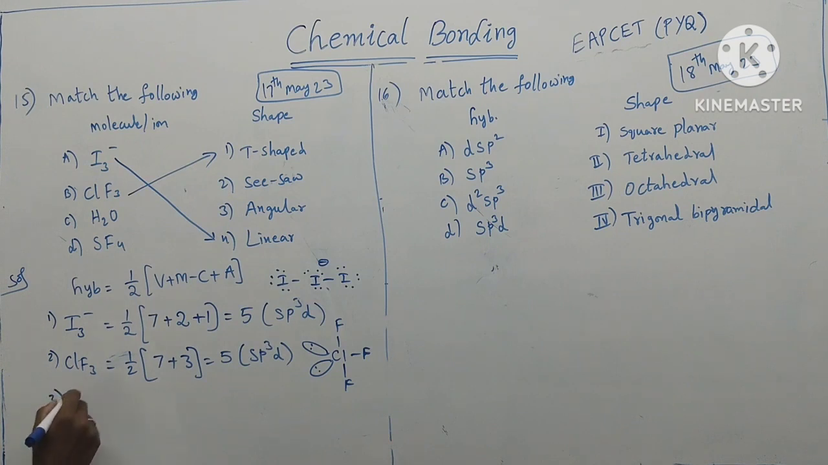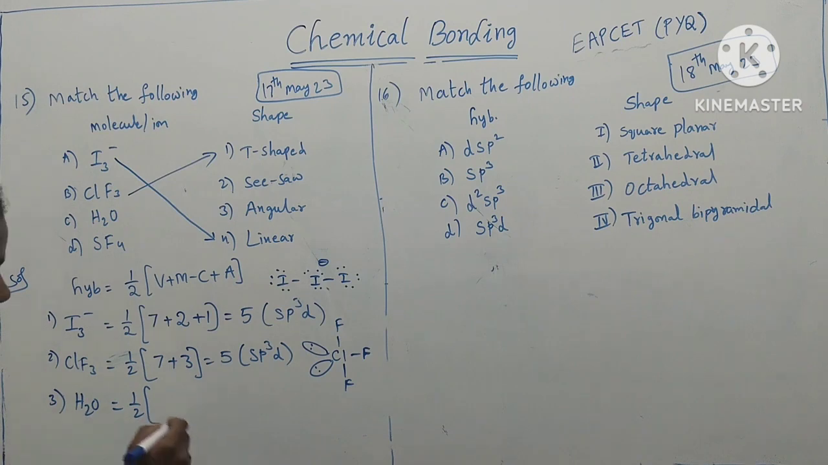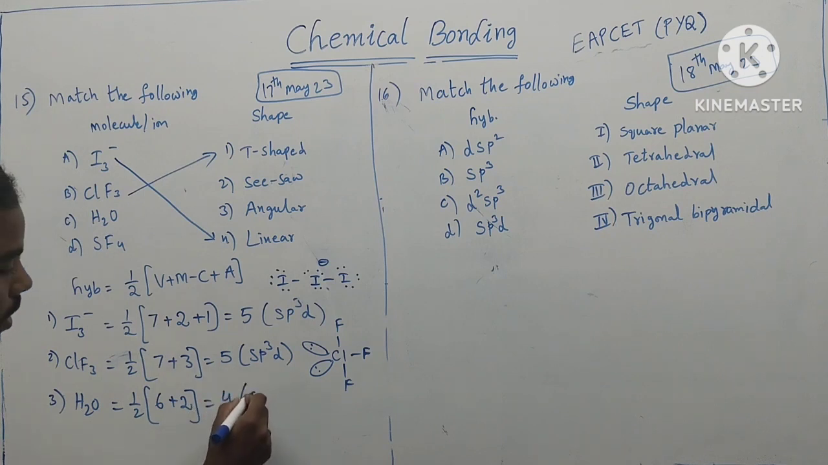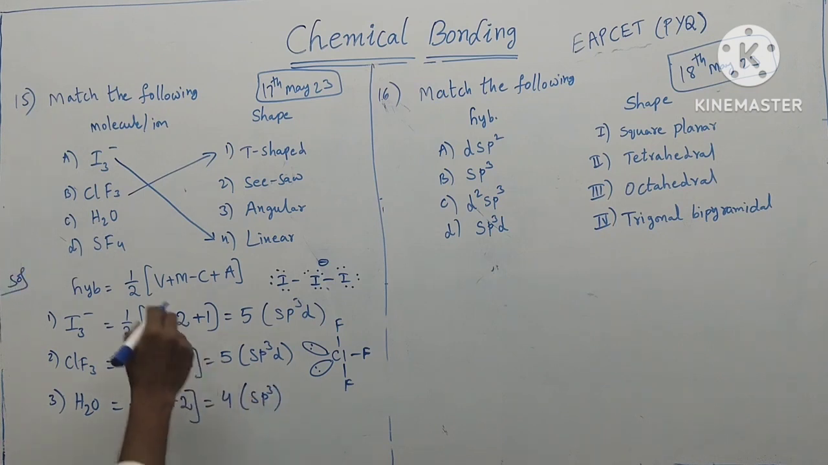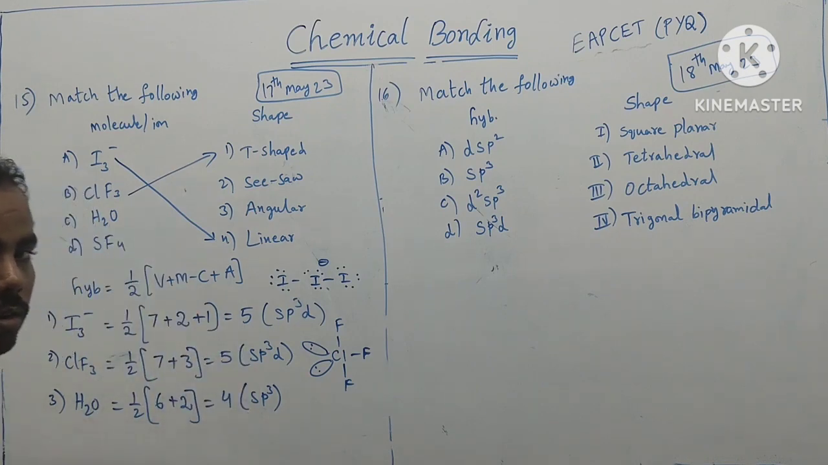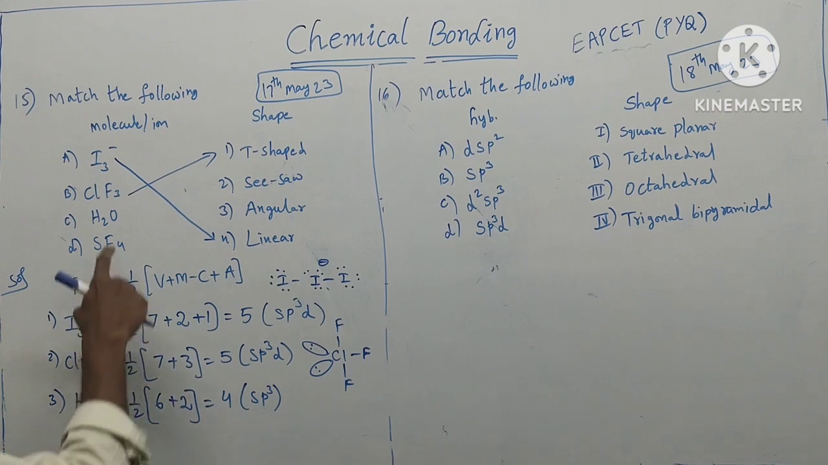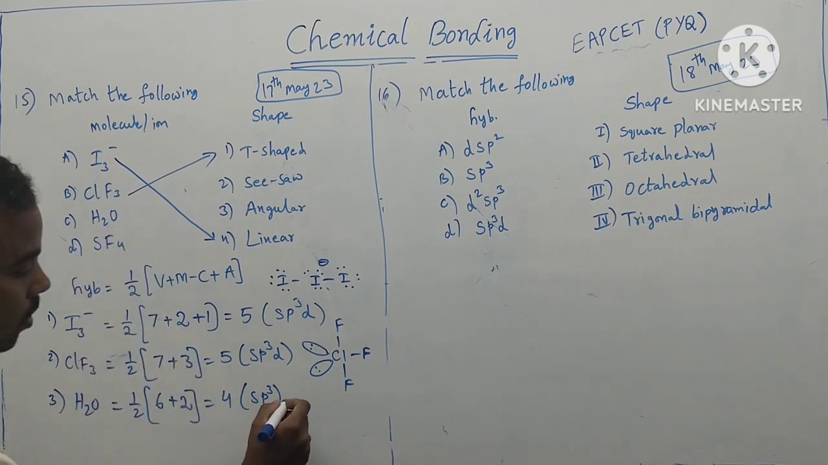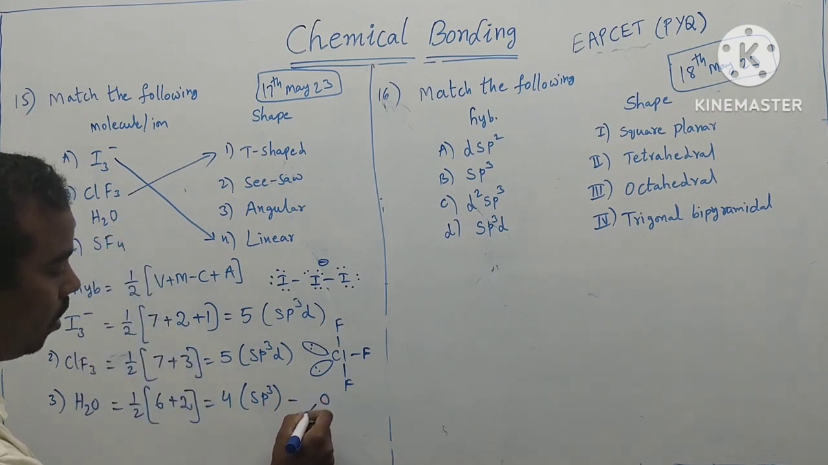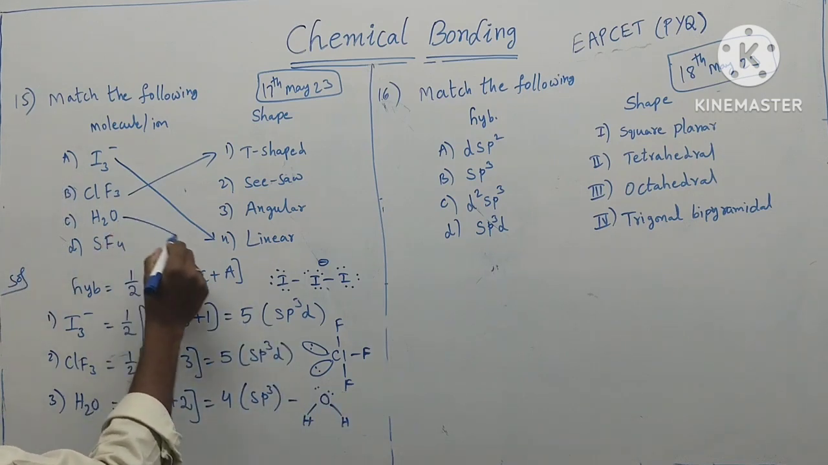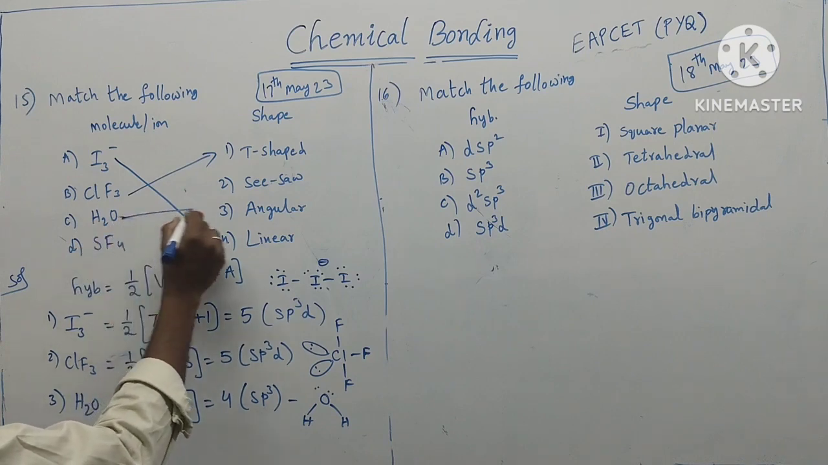Next, H2O. Oxygen is the central atom. Oxygen number of valence electrons is 6. Number of monovalent atoms, hydrogens, 2. 6 plus 2, 8 by 2. 8 by 2 means 4. So hybridization is sp3. Actual sp3 hybridization shape is tetrahedral, but due to the presence of two lone pairs at the oxygen atom, its shape is angular. So H2O shape is angular.